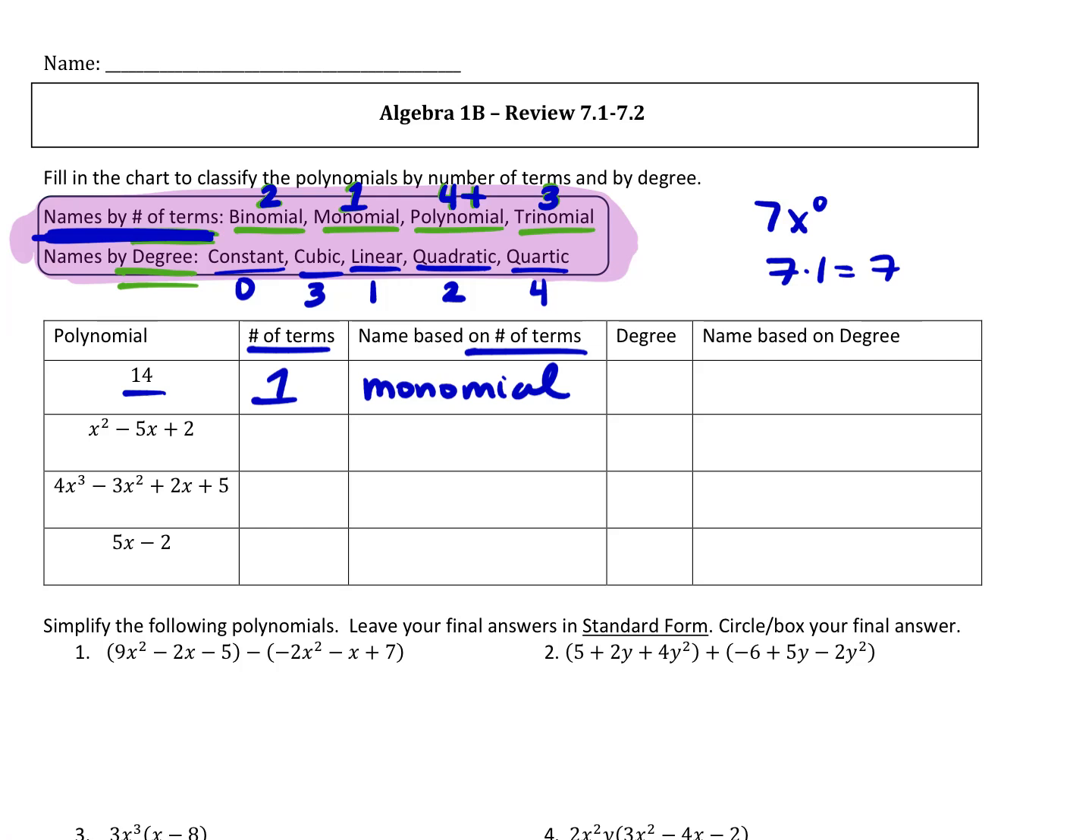Okay. So what's the degree of this? It's a degree of 0. Just like we said, the number 7 is like 7x to the 0 power, so 7 times 1. How do you name that based on degree then? That is a constant.